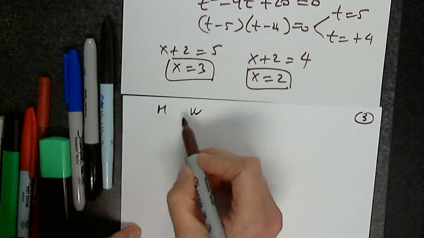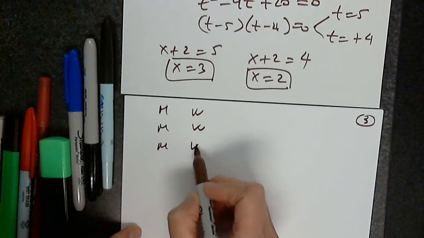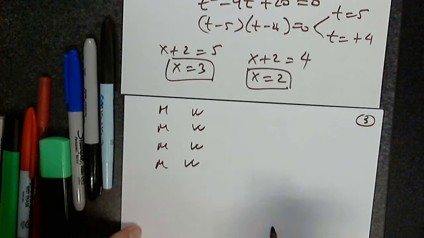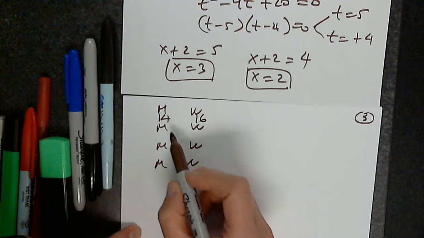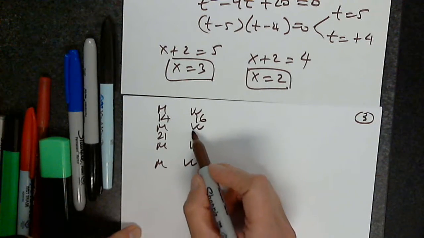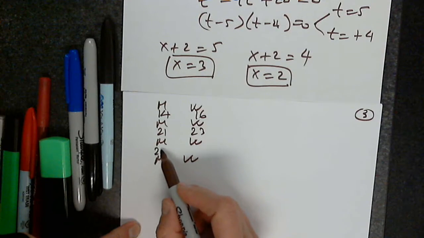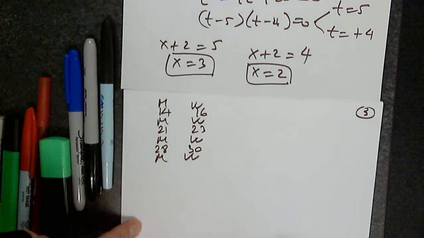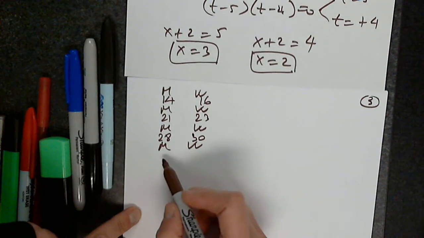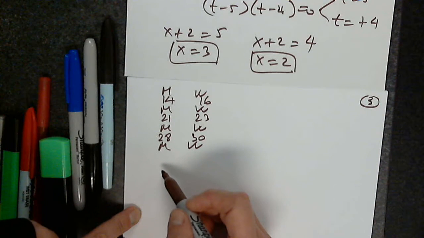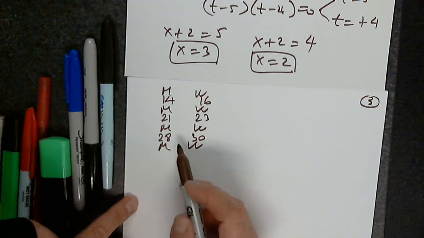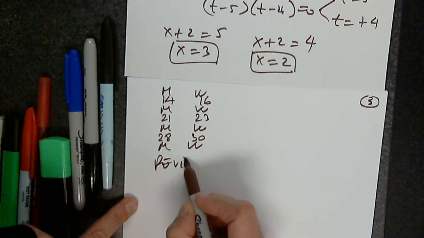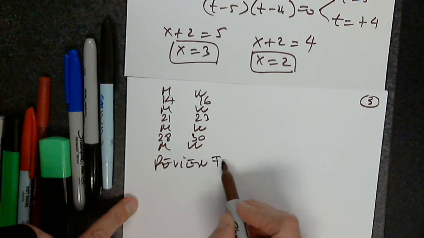So Monday, Wednesday, Monday, Wednesday, Monday, Wednesday, Monday, Wednesday. So today is the 14th, 16th, 21st, 23rd, 28th, and 30th. And then in December, what do we have? 4 and 6? No, 3 and 5? Anyway, so the rest is review for the final exam.